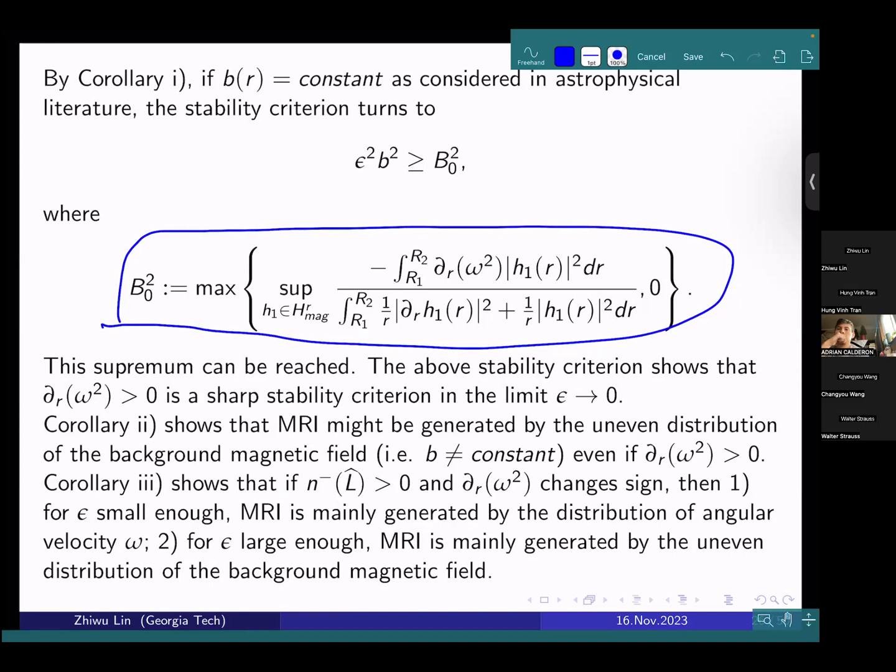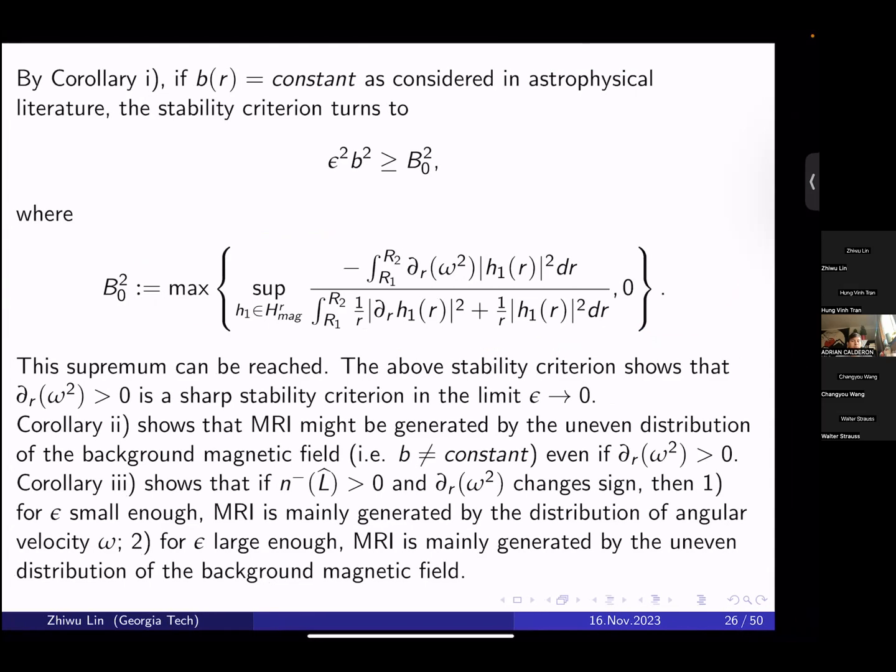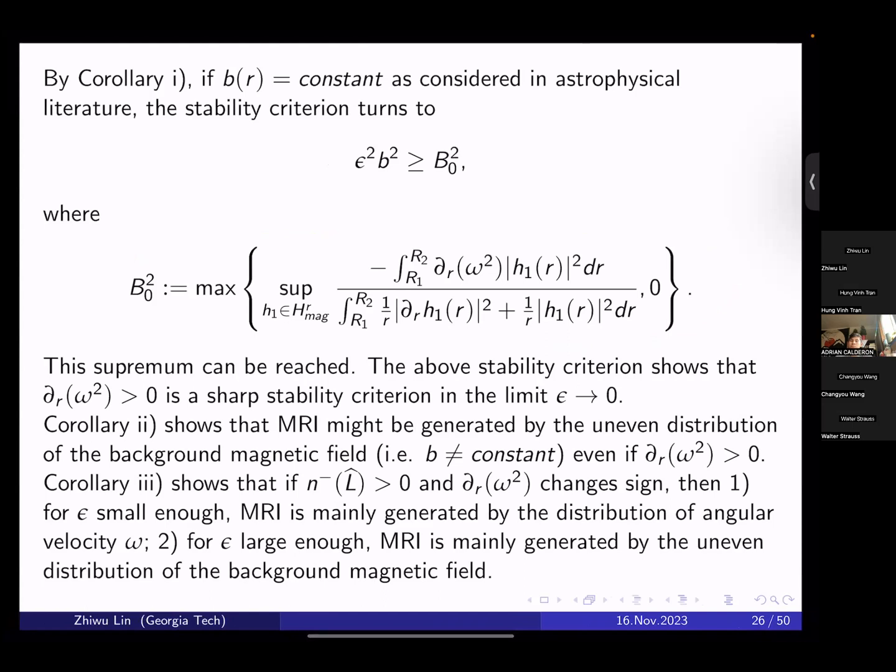So for linear stability, the strength of the magnetic field has to have a lower bound. It has to be greater than this threshold. If B is equal to 1, epsilon has to be greater than or equal to this threshold B0. So in other words, for epsilon less than B0 it is unstable, but for epsilon greater than or equal to B0 it is stable. In other words, if the magnetic field is large enough, then it becomes stable. So we get a threshold for the magnetic field strength.